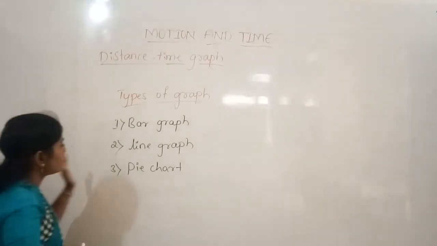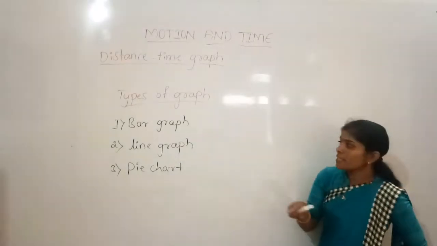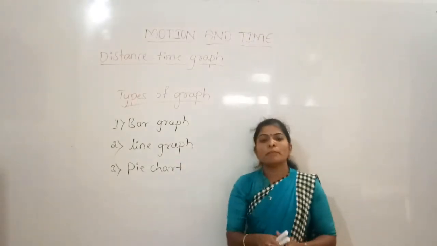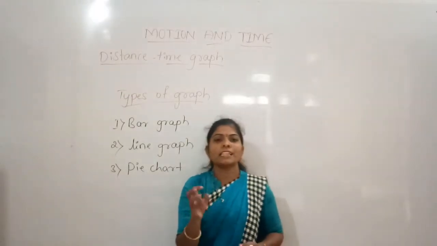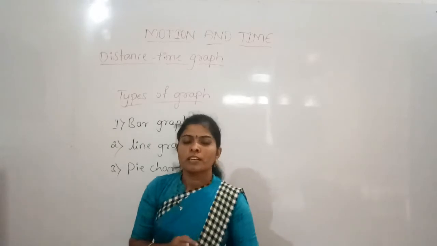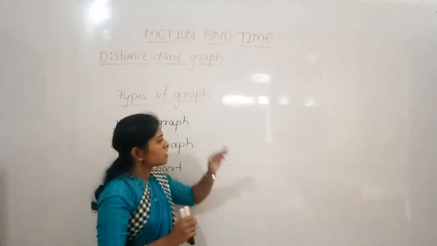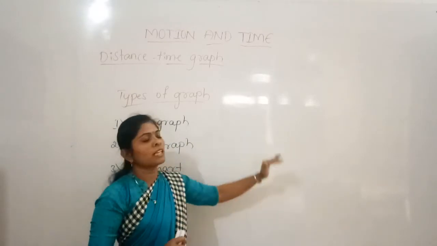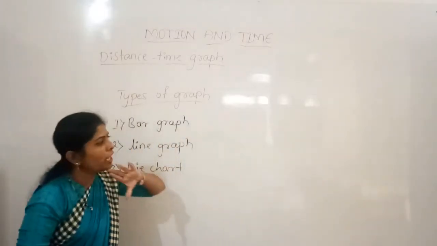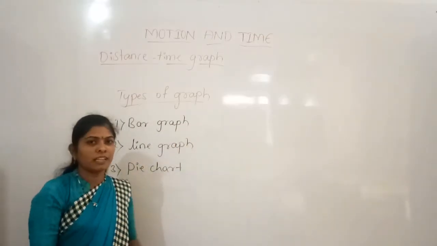Whenever we represent the values graphically, it will be more interesting and convenient to learn the parameters. When we represent graphically, as soon as we see the graph, we can understand the ups and downs, everything, and we can understand the percentage wise also.